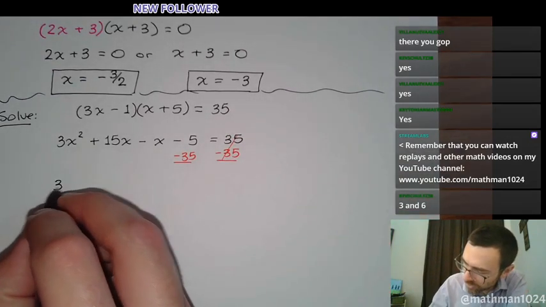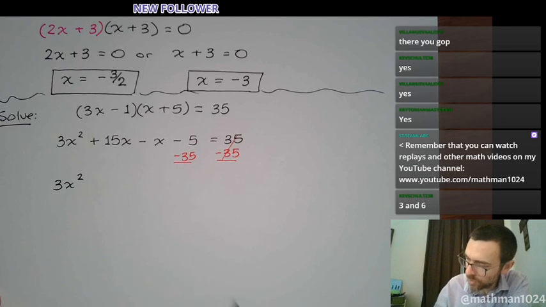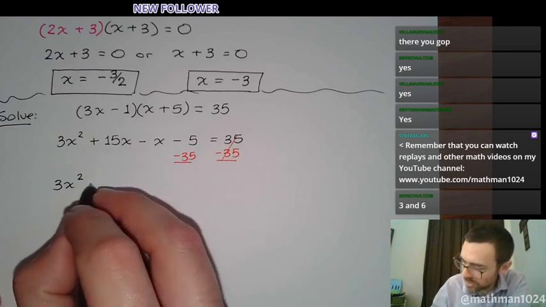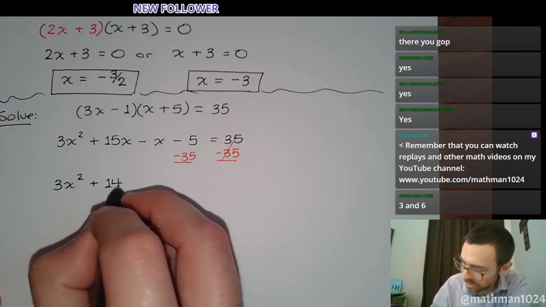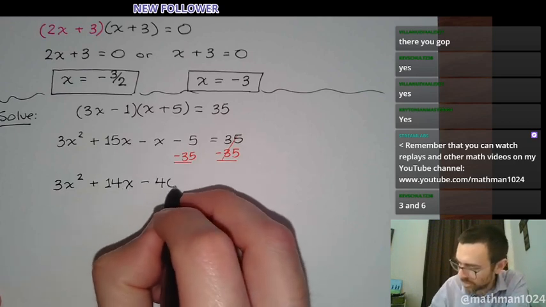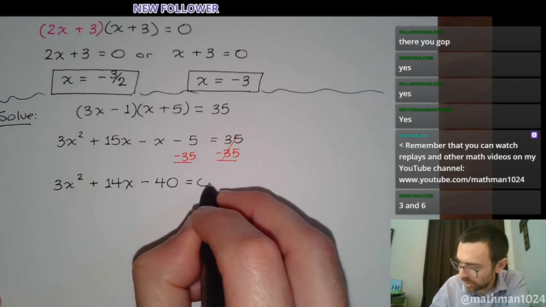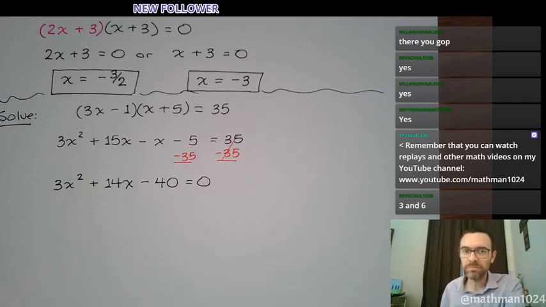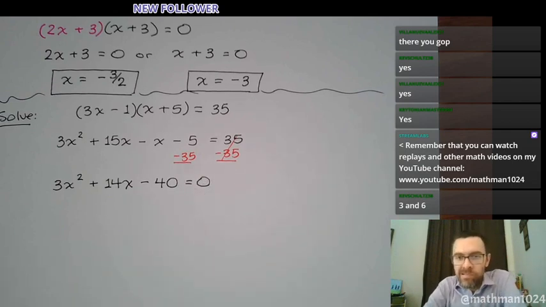All right, so let's simplify things. We have 3x squared. 15x minus x is plus 14x, and minus 40 equals 0. All right.